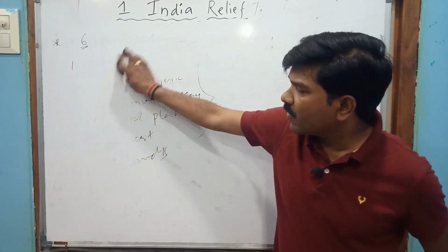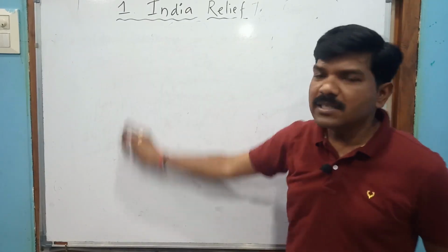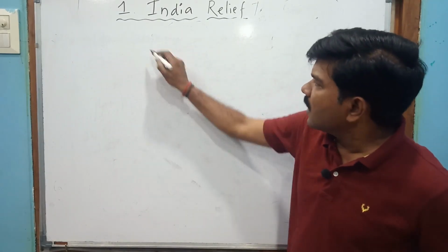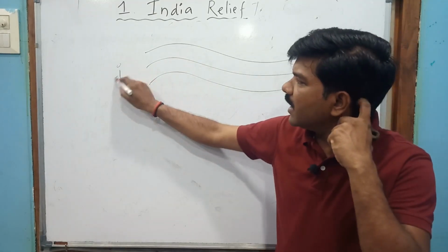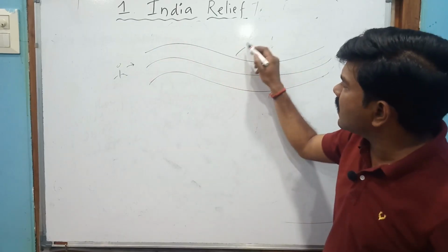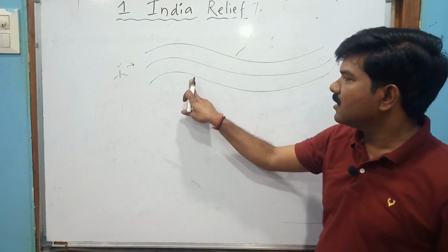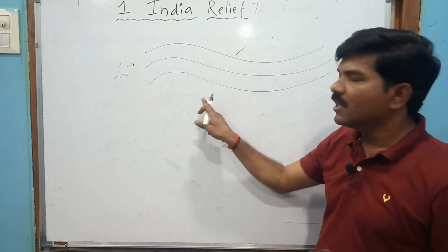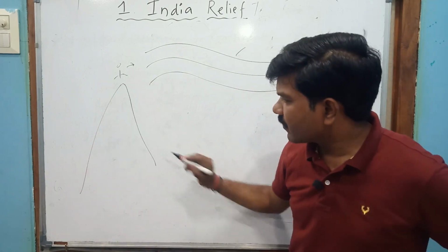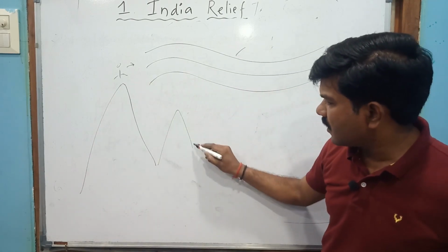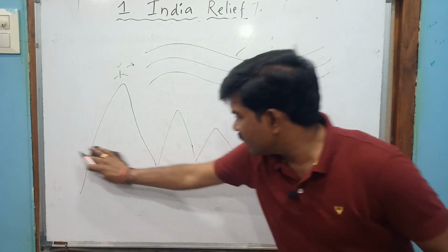It may come for 1 mark or 2 marks also, so it's very, very important. India can be divided into 6 physical divisions. As I said just now, from this view you can see the Himalayas. The Himalayas have three ranges: Himadri, Himachal, Shivalik. This is Himadri, this is Himachal, and this is Shivalik.